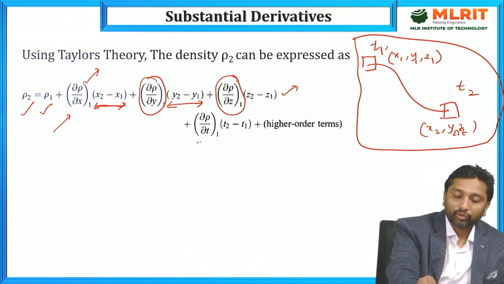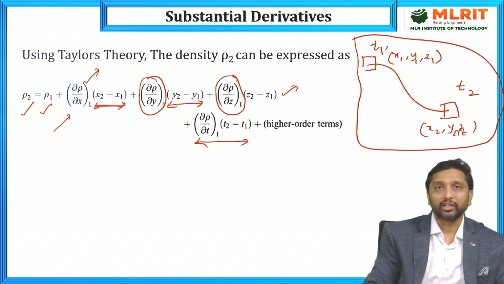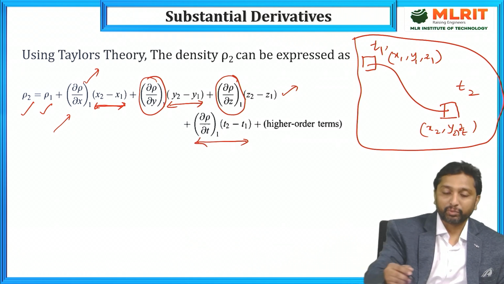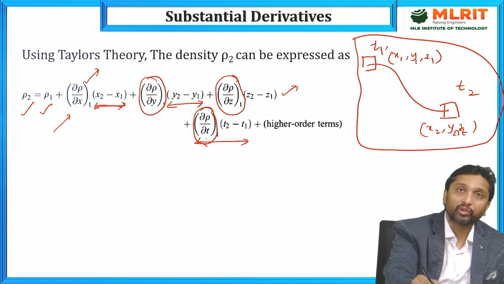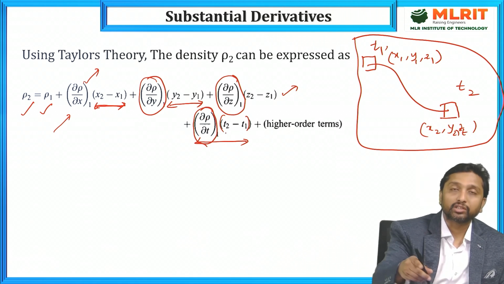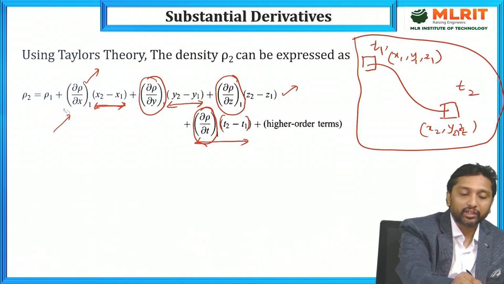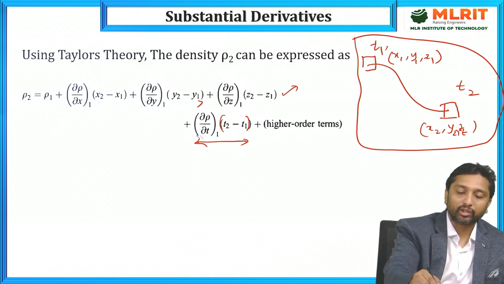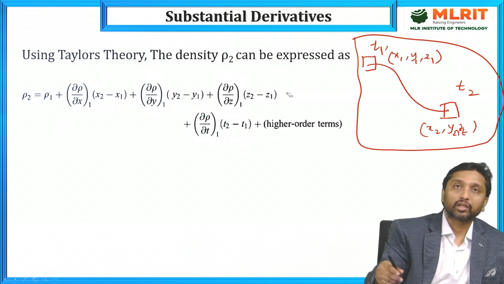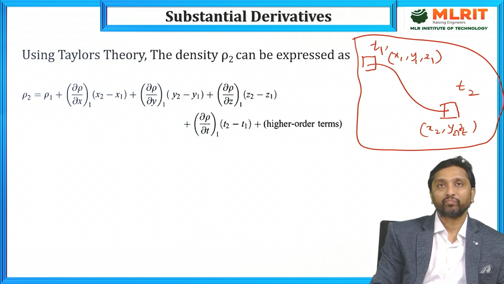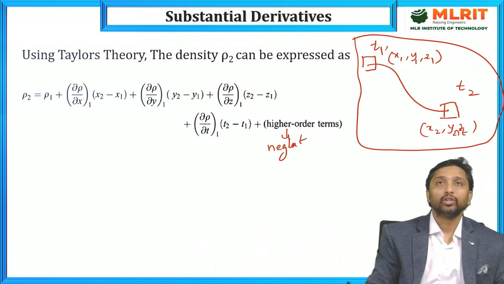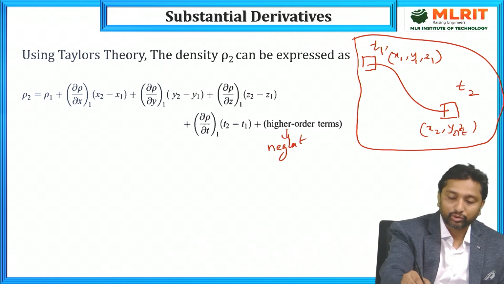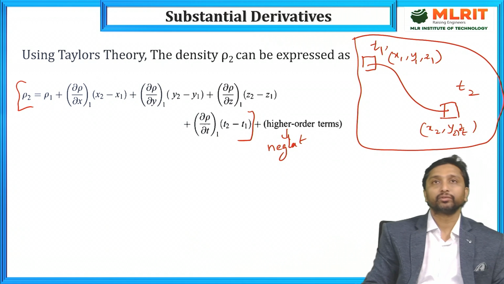Similarly, if we consider the flow to be unsteady, the density will vary even with respect to time. So the variation of density with respect to time is given by dou rho by dou t into the time period for which it has travelled, t2 minus t1. When we are considering this, we are neglecting the higher order terms to keep our conditions very simple. So by neglecting the higher order terms, we can restrict our solution only to these variables.